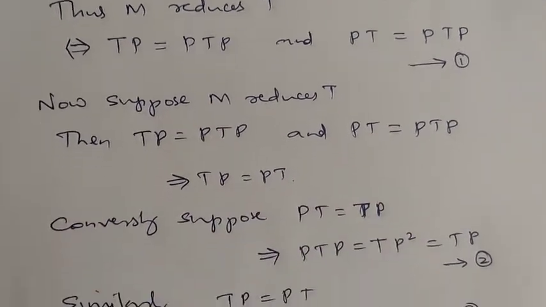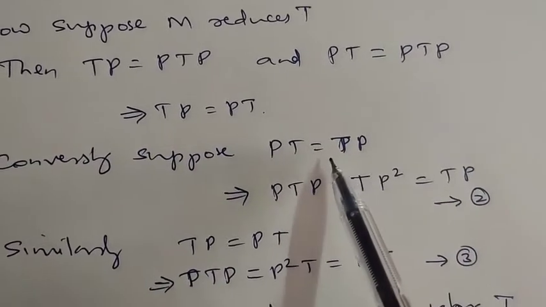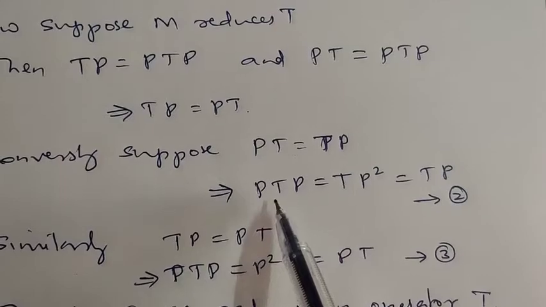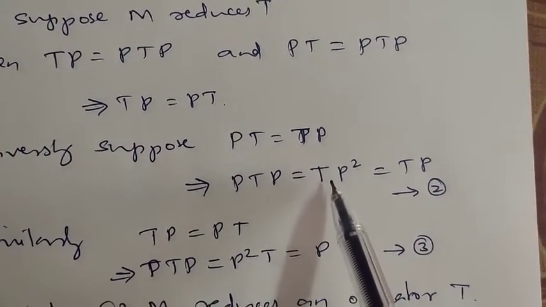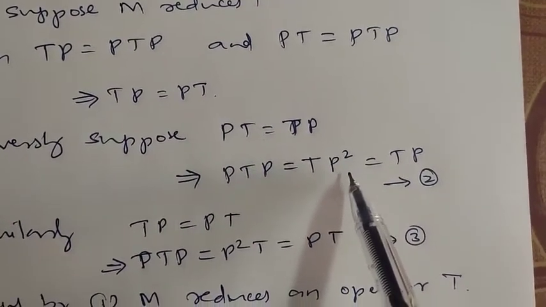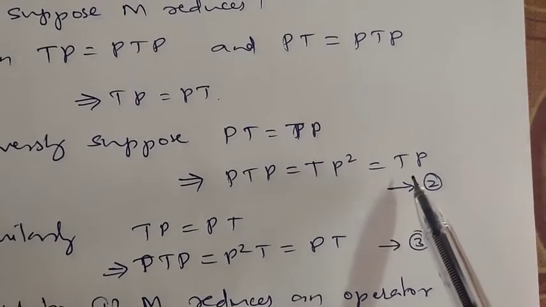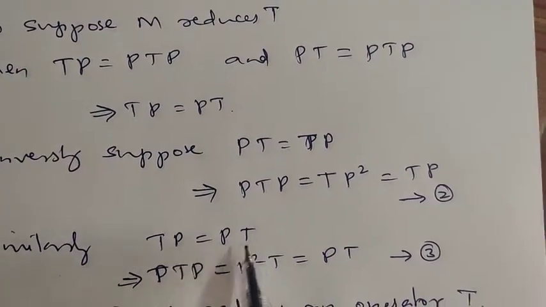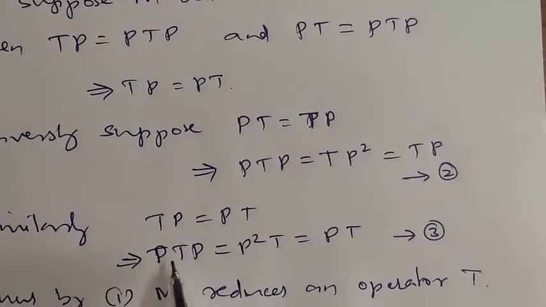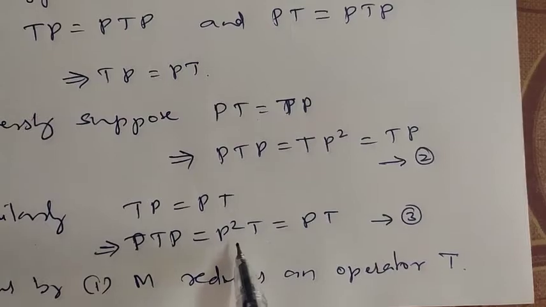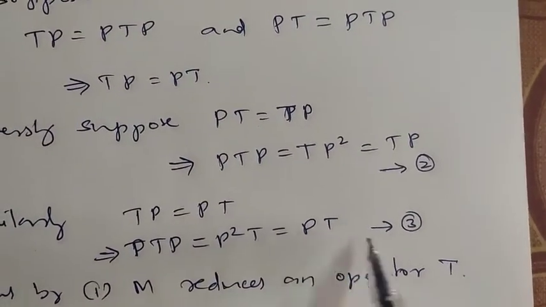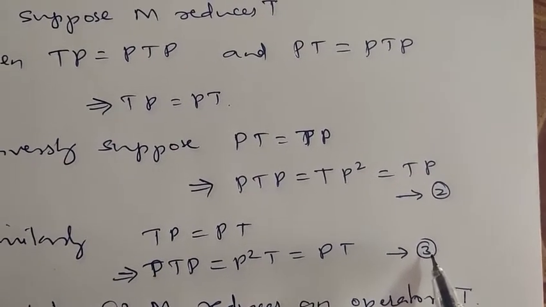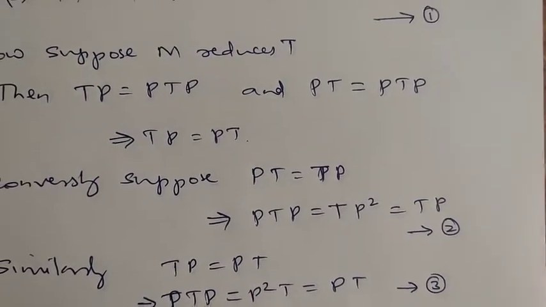Conversely, suppose PT is equal to TP. Apply P on the right. So PTP is equal to T into P squared, but P squared is P itself because P is a projection. This is equal to TP. Similarly, TP is equal to PT; apply P on the left. This becomes PTP is equal to P squared T, that is equal to PT. Call this number 3. Therefore, from 1, 2 and 3 we can say M reduces the operator T.